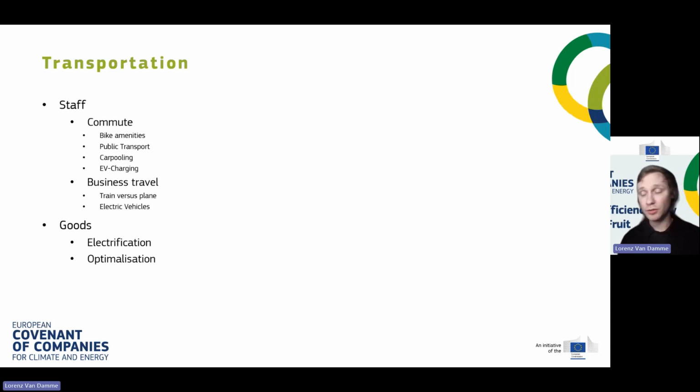Then we have goods transportation. Here there are two main routes. The first one being electrification. There are also other options still available at the moment when we're talking about biofuels to reduce emissions at the moment. But in the long term, we are generally talking about electrifying your transports. So this is an option that you should already take into account when you're designing your buildings to make sure that it will be possible to charge these trucks in general as well.